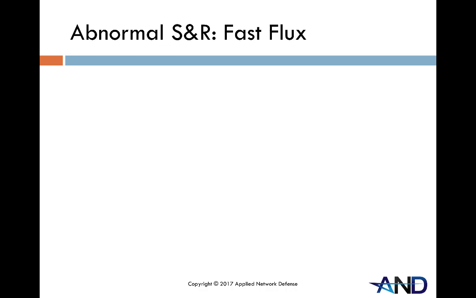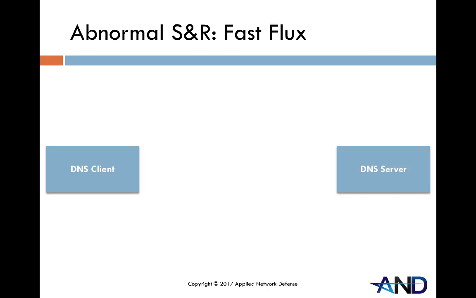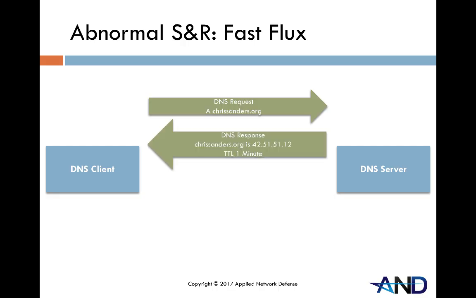The second type of abnormal stimulus and response for DNS I want to talk about is a concept called fast flux. In this case, we have a DNS client and a DNS server, and we performed a DNS request for chrissanders.org. Now remember, when the DNS reply comes back, it comes back with a field called TTL, and that tells the client how long the value is valid for, right? How long that mapping exists before we need to go out and get a new one.